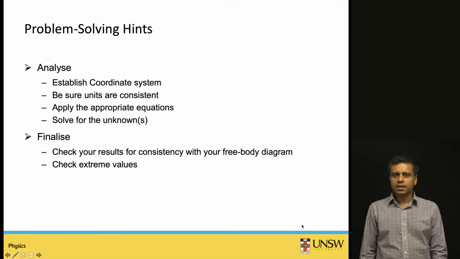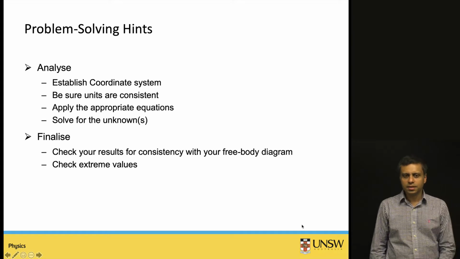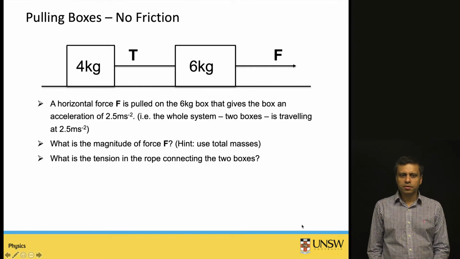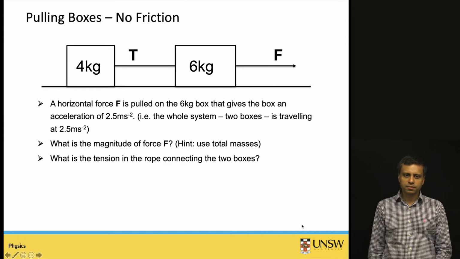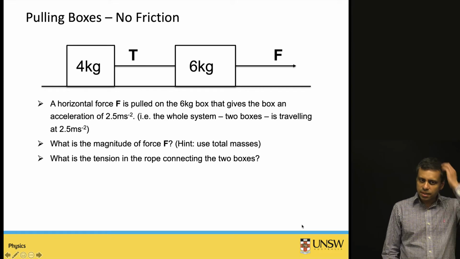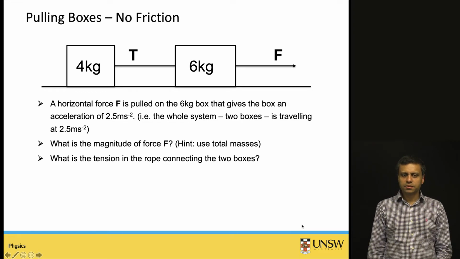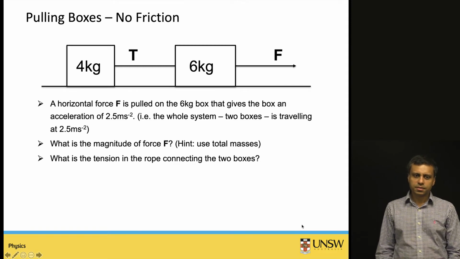Also, if you are getting extreme values, do some sanity checks and make sure they are okay. We will go through a set of problems involving pulling forces, and it will be clear to you how to solve problems involving tensions. Over here, you see a similar system, two masses, M1 and M2. M1 is 4 kg and M2 is 6 kg, being pulled by a force F. There is a tension force T in the rope connecting these two objects.